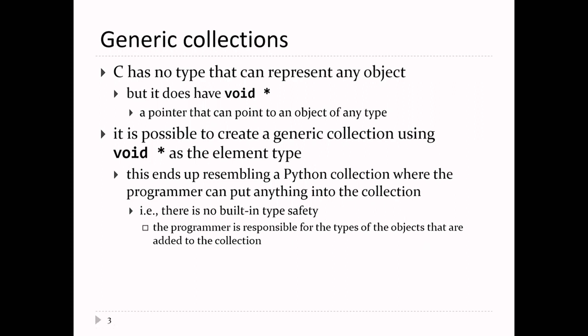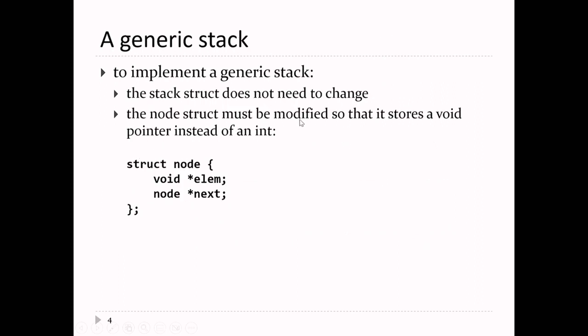Whoever is using this list or stack, they're responsible for putting things in and taking them out and converting them back and forth properly. So to implement a generic stack, it's not that difficult. The stack structure itself doesn't need to change. It's got a top pointer and it's got the size. The node structure has to change. Instead of having an int as the element type, I now have a void pointer, where the pointer points at the element that we want to store in the stack. The node pointer doesn't change. So that's change number 1 right there.